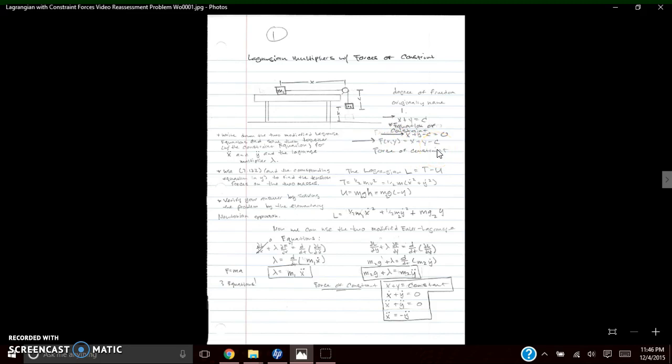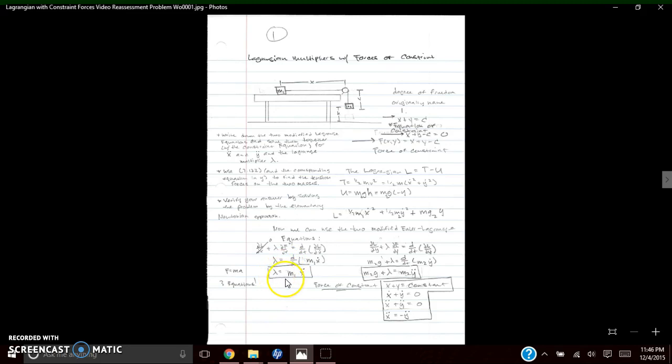Our Lagrangian is equal to the kinetic energy minus the potential energy. Going through all that, that's kind of simple. Here's our end product Lagrangian. This is the kinetic energy, this is the potential energy. Then we have our modified Euler-Lagrange equation when we're dealing with forces of constraint.